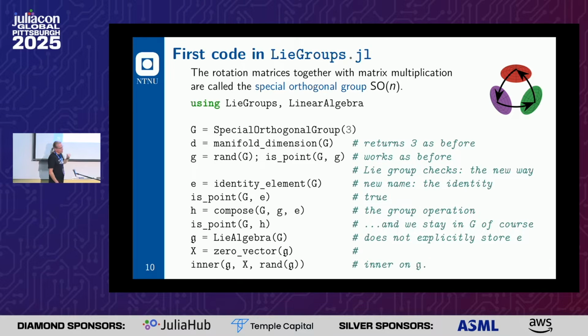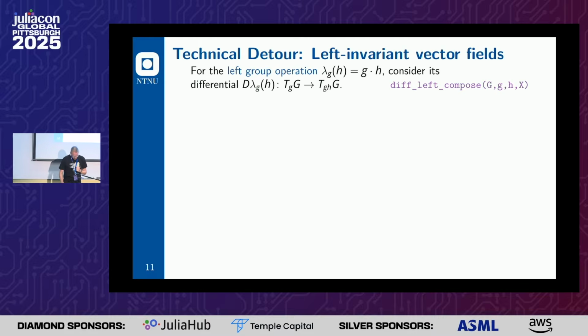I have composed, that's the group operation now, also very generically implemented. And I can use frog G, the Lie algebra, and then I can just compute inner products on the Lie algebra. I don't have to specify the E explicitly. If you want to think in allocations, on the last slide I had to allocate the identity. Here I don't. So we spare that a bit, and it gets a bit nicer memory-wise. Okay, so much for a little bit of first code.